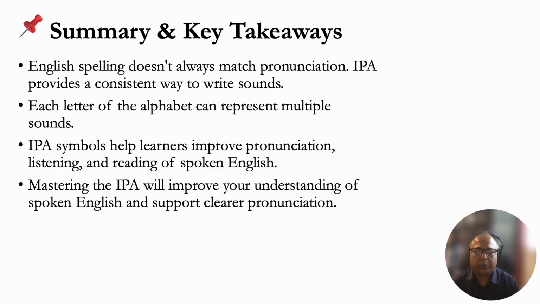So let's summarize what are the key takeaways from this lesson. English spelling doesn't always match pronunciation, right? As we learn, CUT is cut, but PUT is put. And it's not because of the spelling, but because of the sounds that represent the letters. Okay, each letter of the alphabet can represent multiple sounds, as we saw. For example, C could be S or K, as in cell, C-E-L-L, and catch, C-A-T-C-H.